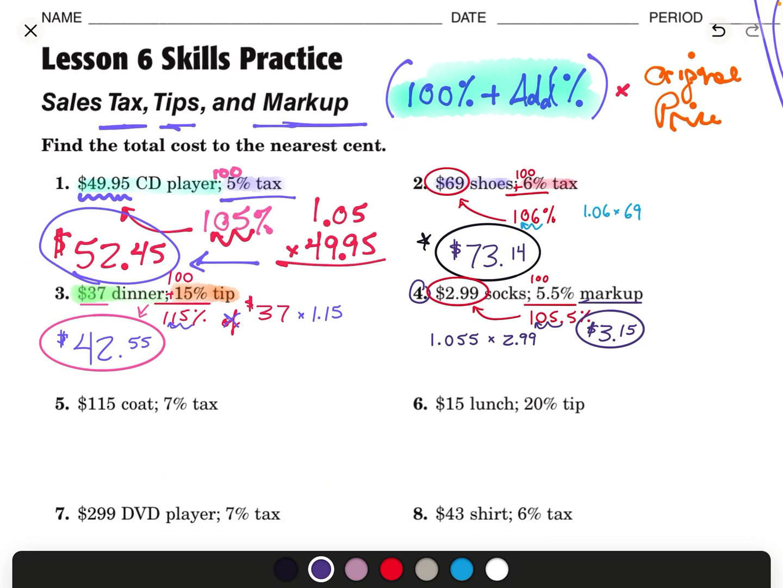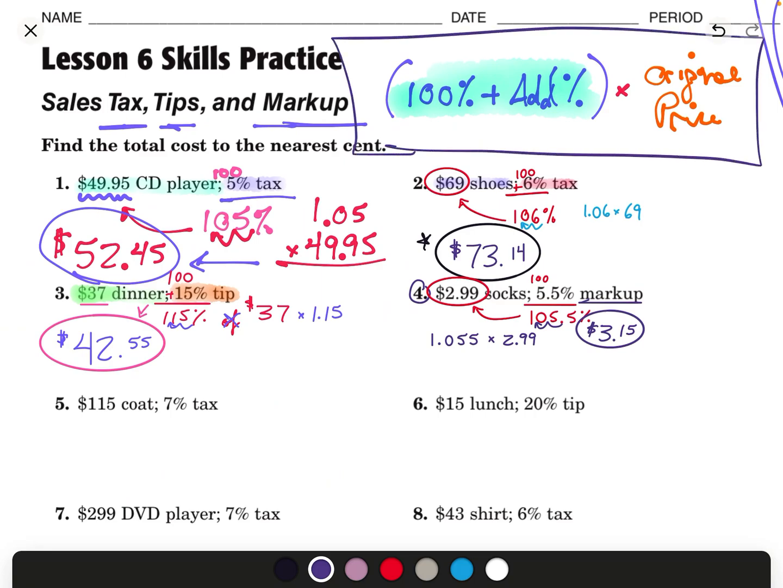All right. So there it is. Again, these additional fees are all solved the same way. They all follow the same set of rules. You add that extra percentage to 100 and then multiply by the original price to get your total cost. Round that thing to the nearest penny, and make sure that when you multiply with that percent, you go two to the left. Other than that, email me if you got questions.